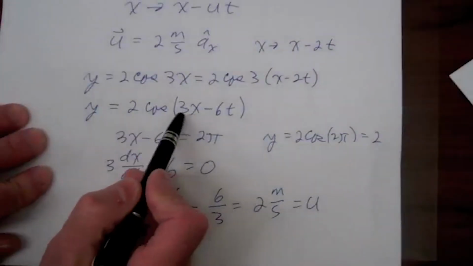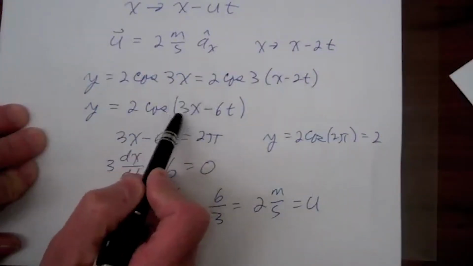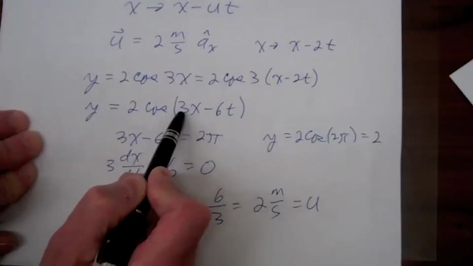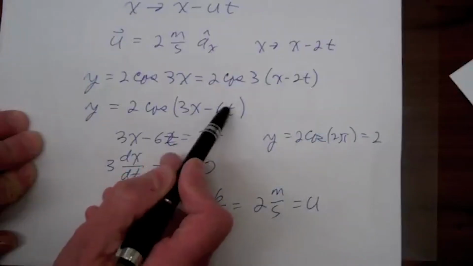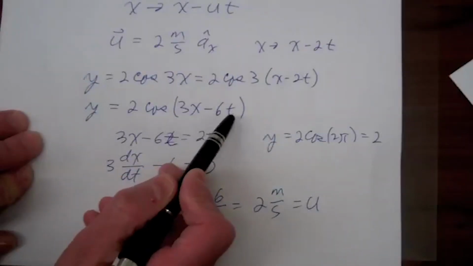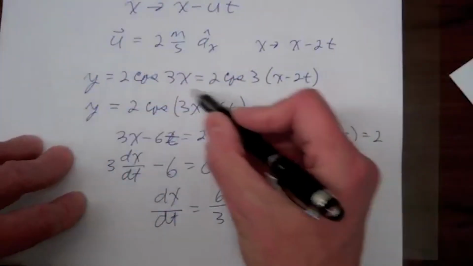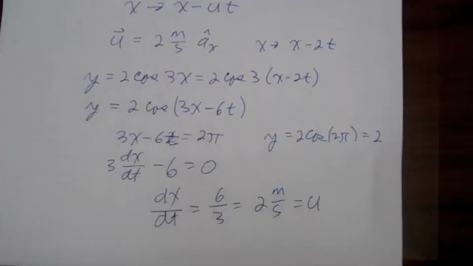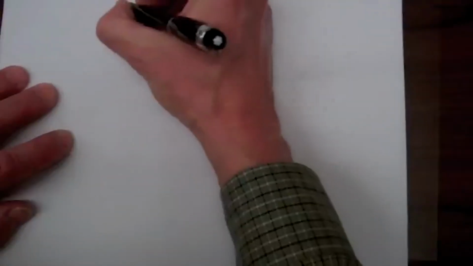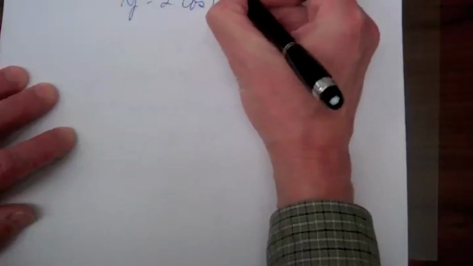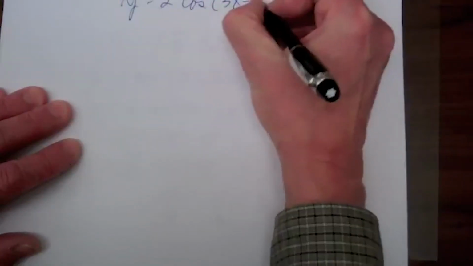Now, we saw the significance of this constant multiplying x. That's the beta for our wave. Let's now look at what the significance of this constant that is multiplying the time is. So let me rewrite our function for our traveling wave. Y is equal to 2 times the cosine of 3x minus 6t.